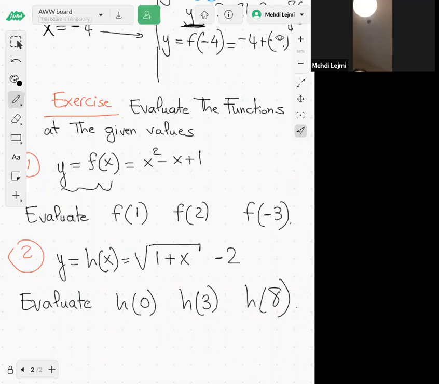So I'm going to give you, let's say, 5 minutes, guys, to think about this exercise. All you have to do is just to evaluate the functions at the given value, right? So again, f of 1 here, the 1 represents the input. What you are looking for is the output corresponding to the input x equal to 1. That will be f of 1. So I'm going to give you 5 minutes, guys.